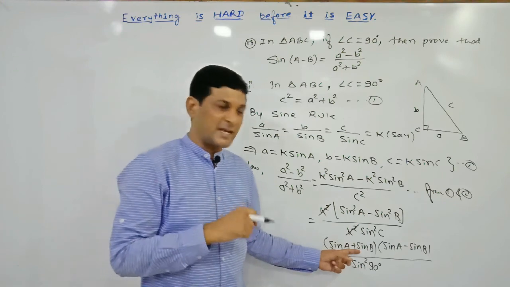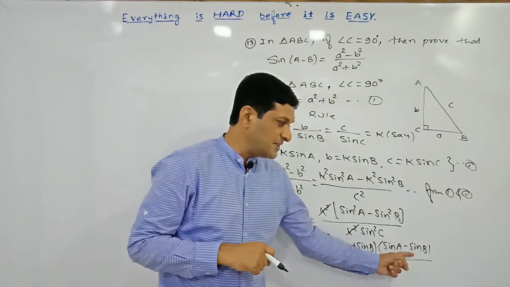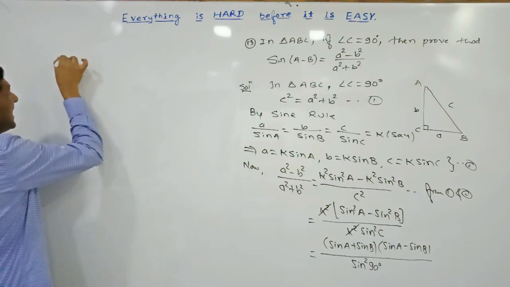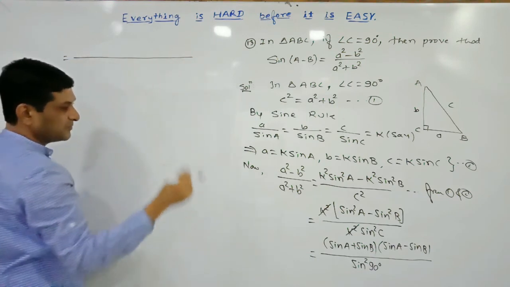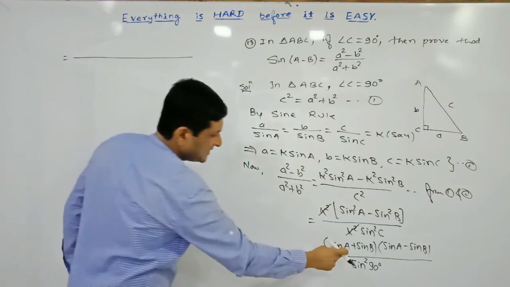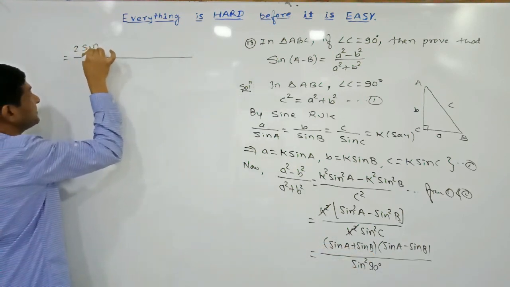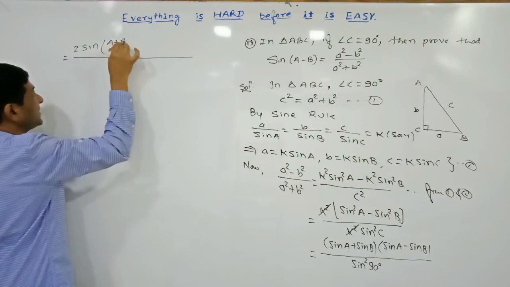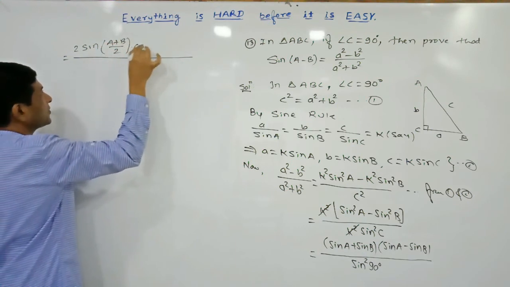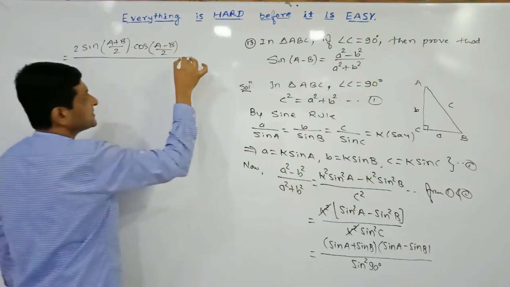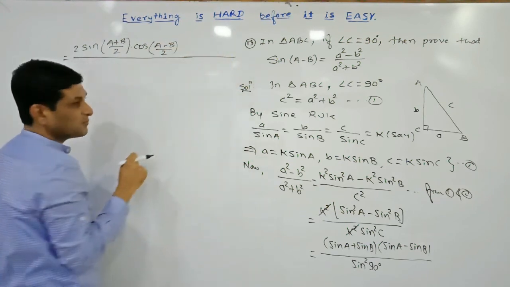Sin C minus sin D, sin C plus sin D, and here sin C minus sin D. See what we'll get here. According to the factorization formula, the value of sin C plus sin D will be equal to 2 sin (C plus D)/2, meaning here we'll get (A plus B)/2 into cos (A minus B)/2. This result we have got simply applying what?